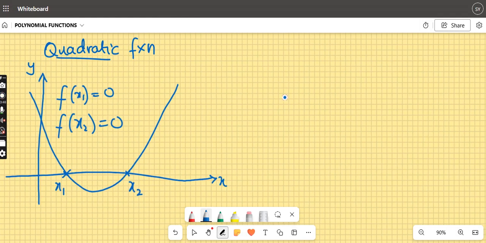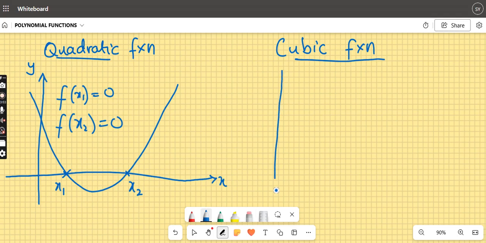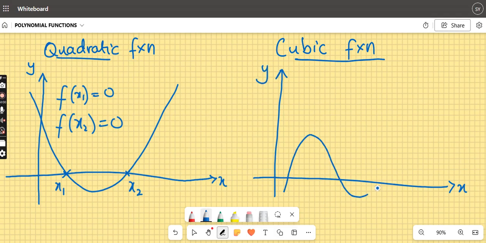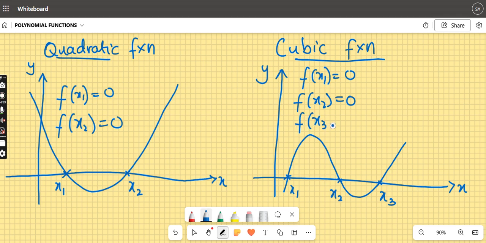What about a cubic function? Your guess is as good as mine. 3 zeros: x1, x2, x3. All right? And we'll see that f of x1 is 0, f of x2 is also 0, and f of x3 is 0.